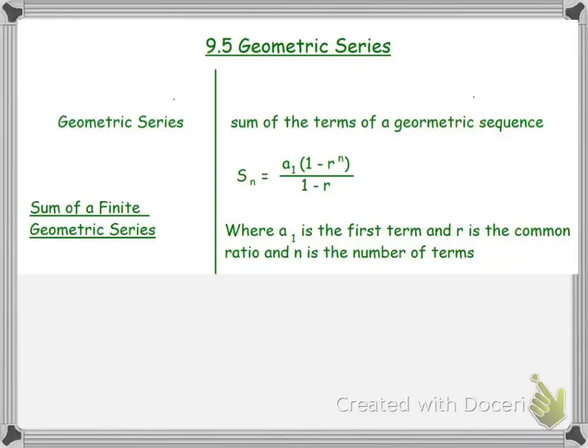Okay, 9-5 is geometric series. Just like arithmetic series, it's the sum of all the terms in the sequence, except it's a geometric sequence, adding all the terms in the geometric sequence. Here's the formula. All you really need are the first term, which is A1, the R, which is the common ratio, and the N, which is the number of terms in the sequence or series.